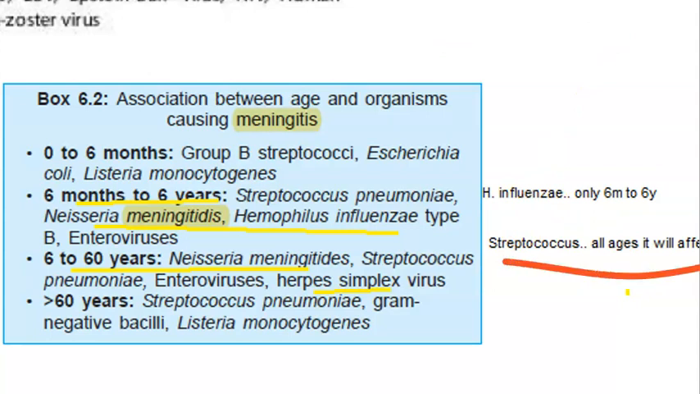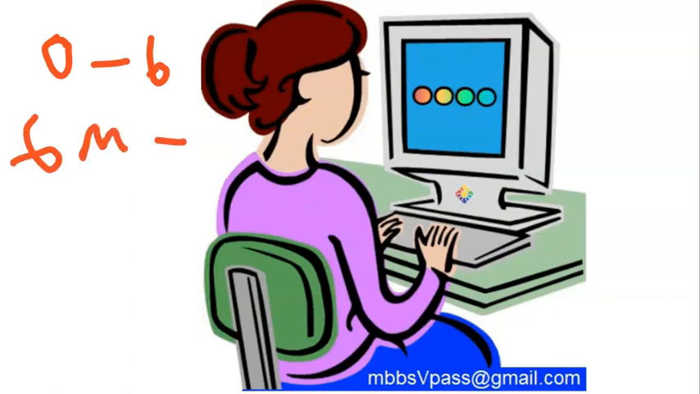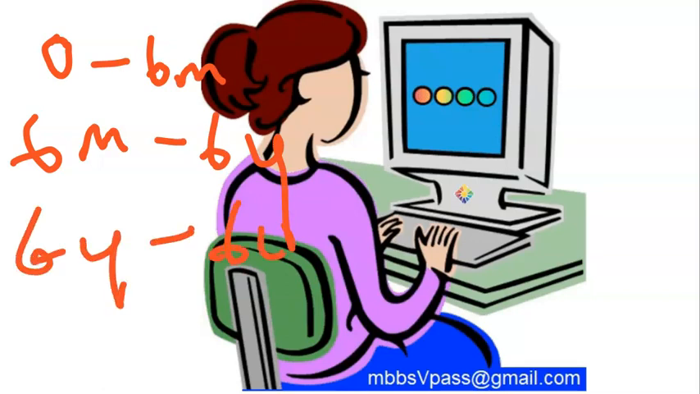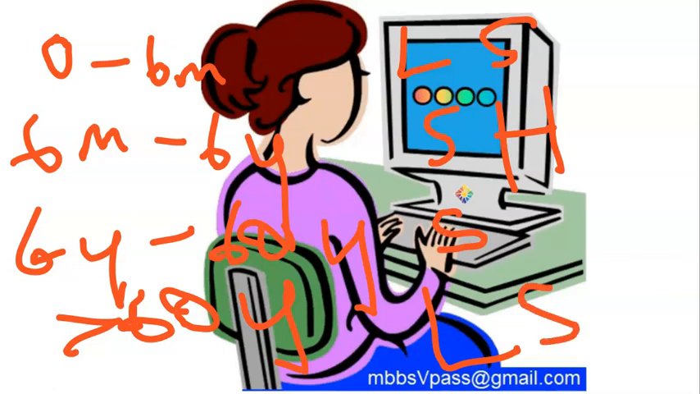So whenever you are writing these ages in the exam, they will ask you pyogenic meningitis. So how will you write? You write like this, okay? Put here 0 to 6 months. Then 6 months to 6 years. And then write 6 years to 60 years. And then greater than 60 years. Like this you write, okay? First of all, you know that Listeria will affect below 6 months and after 60 years. Then Haemophilus influenzae will affect 6 months to 6 years. Streptococcus will affect everybody. Like this you write, okay?